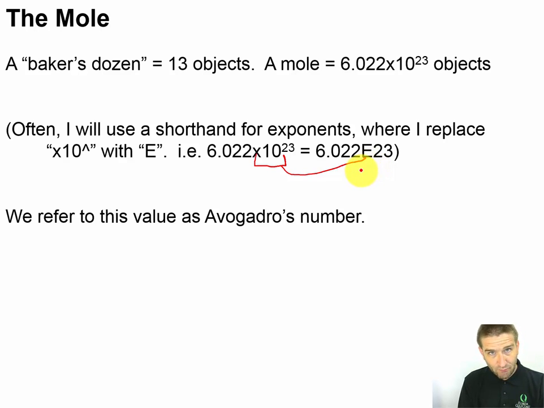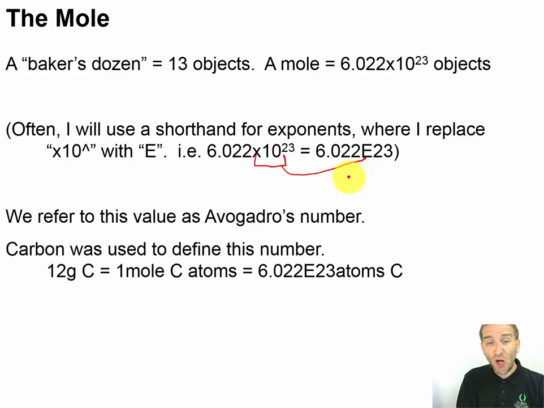Now, we're going to call that number Avogadro's number. And of course, that's because it's named after someone named Avogadro. Now, carbon was used to define that number. If I were to take 12 grams of carbon, that would equal 1 mole of carbon atoms. So, when I have 6.022 times 10 to the 23rd atoms of carbon, that will weigh 12 grams.